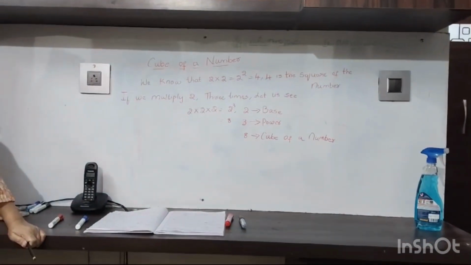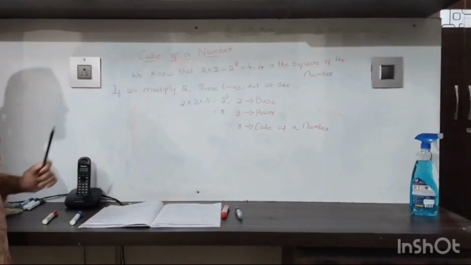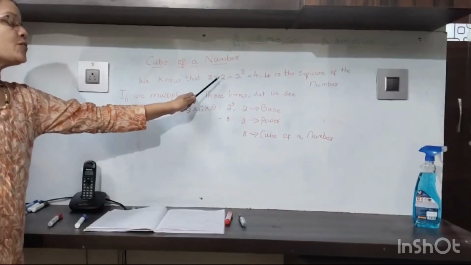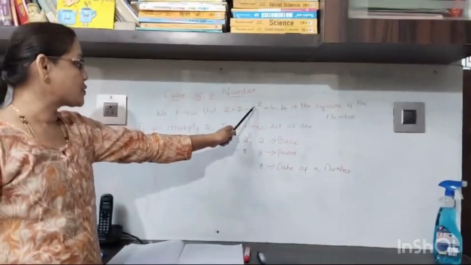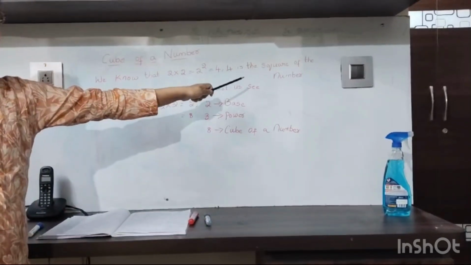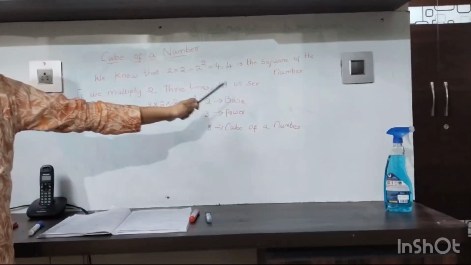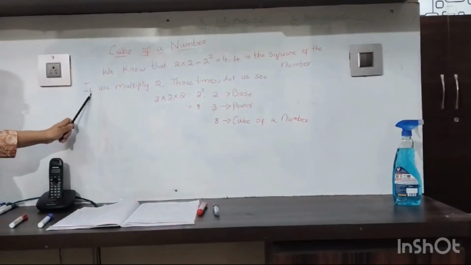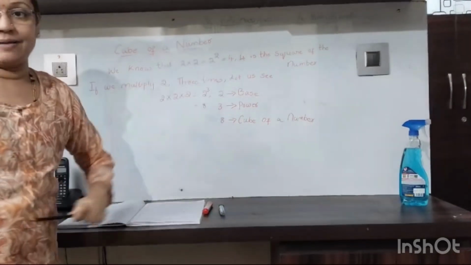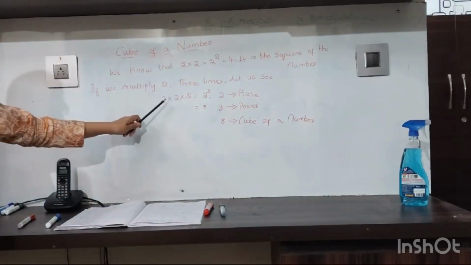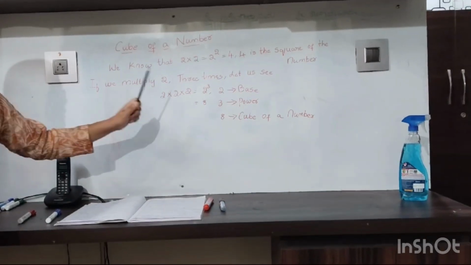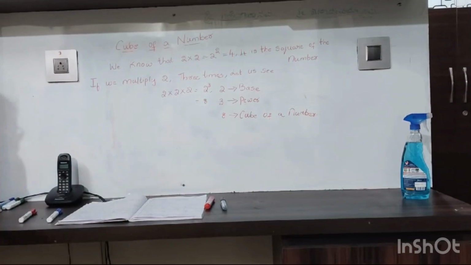In all the previous classes we have studied about the square of a number. I repeat this again. We know that 2 into 2 is equal to 2 square, which is equal to 4. 4 is the square of a number, isn't it? So, if we multiply 2 three times, what do we get? 2 into 2 into 2. Multiplying 2 two times gives the square of the number.